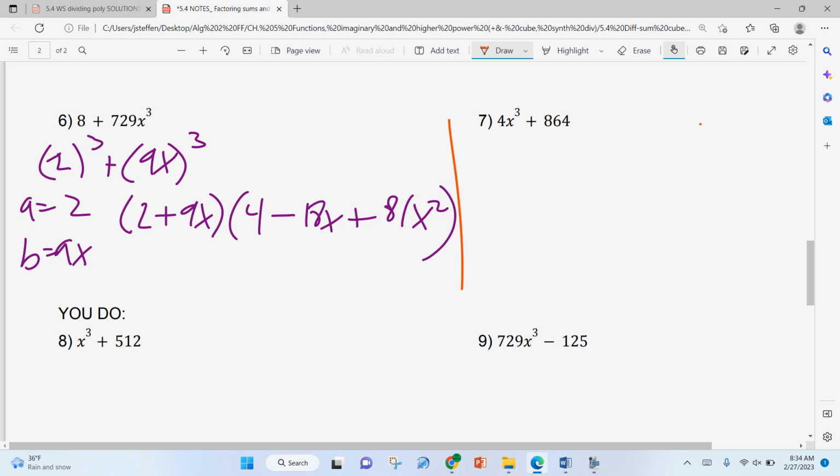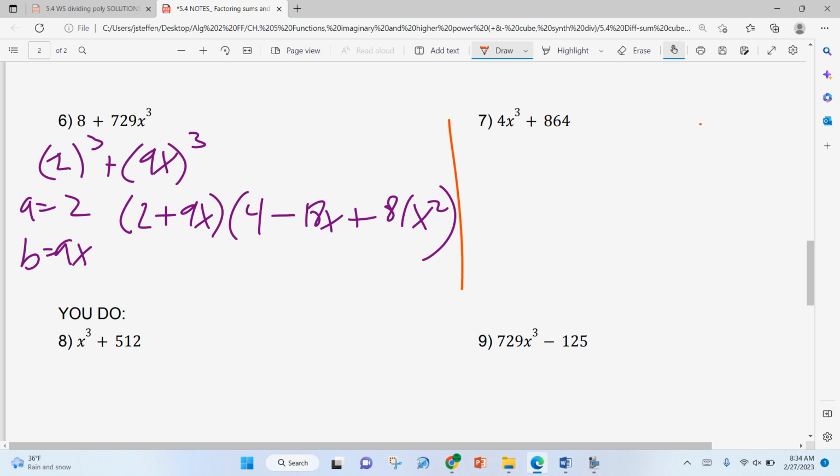So this one, we have 4x to the third, this is a special one, and this does happen sometimes, and I'm trying to give you a hint when I tell you this. We have 4x to the third plus 864. Now, this is maybe not going to happen with you guys because I've had very much math in my background.